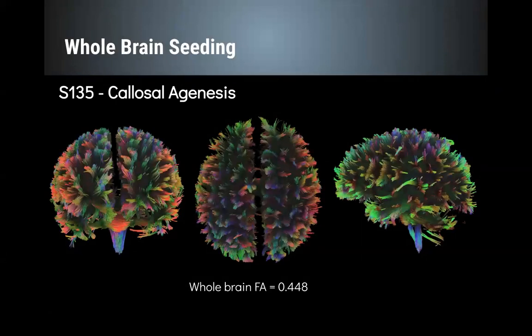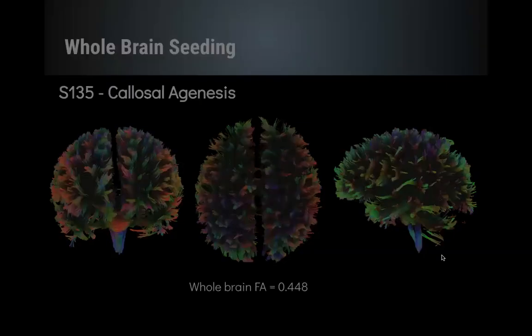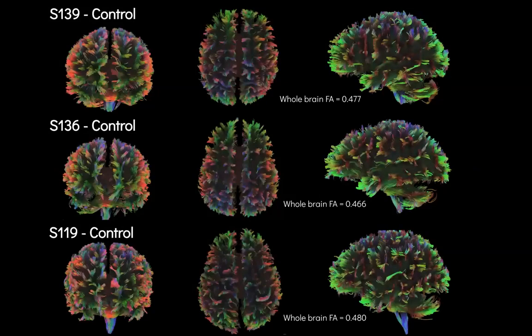So we start with the whole brain seeding to get our whole brain FA. So this is the callosal agenesis patients. So you can clearly see the lack of the corpus callosum here. That's pretty cool. We have the sagittal, axial and the horizontal directions. And then these are the 3 controls that we did. Yeah, you can now see the corpus callosum in the middle connecting brain hemispheres.